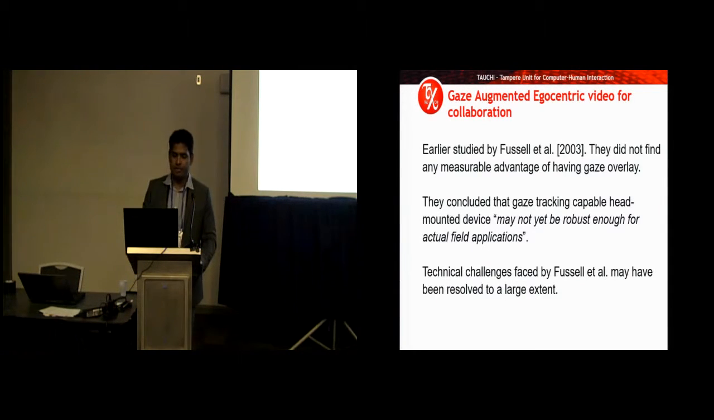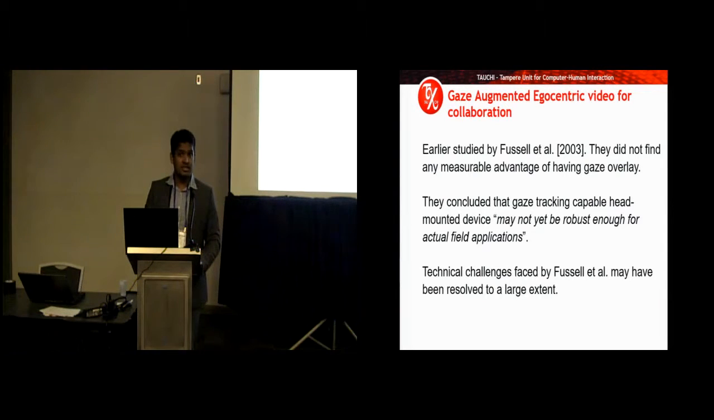They ran into a lot of trouble with accuracy of tracking and slippage of the gaze tracker, which again led to tracking issues and a lot of technical challenges. And they concluded that maybe gaze tracking capable head-mounted devices may not yet be robust enough for actual field application.